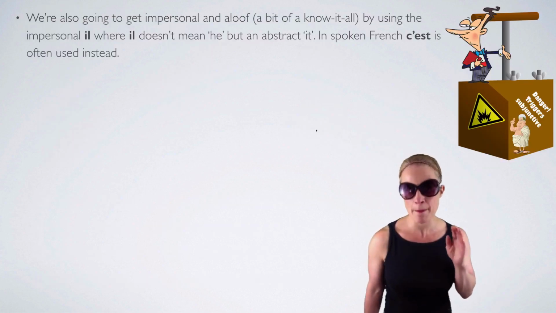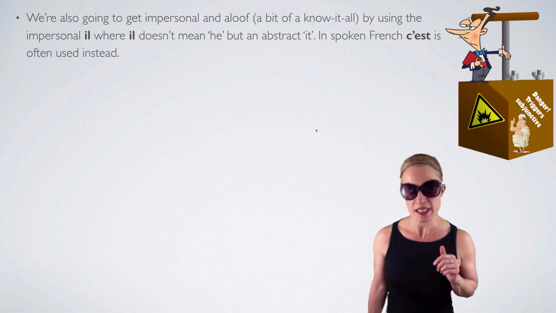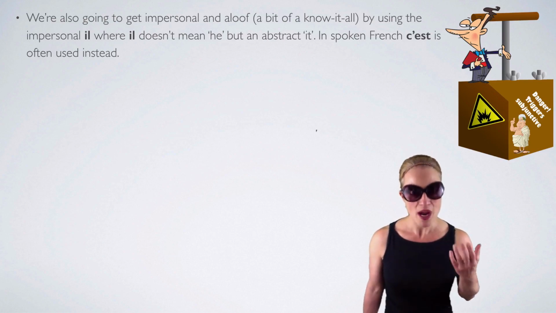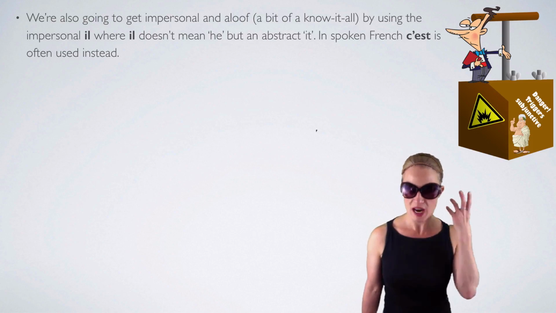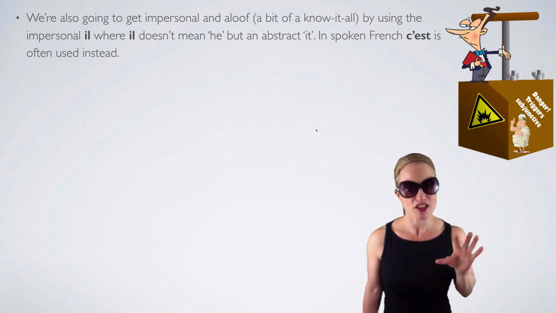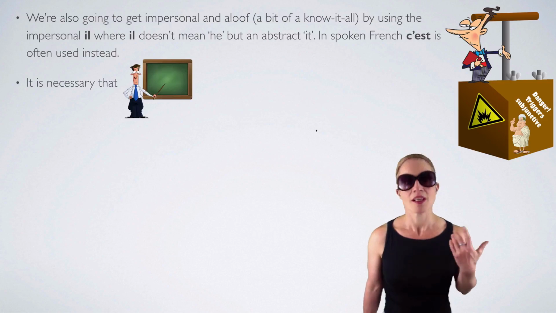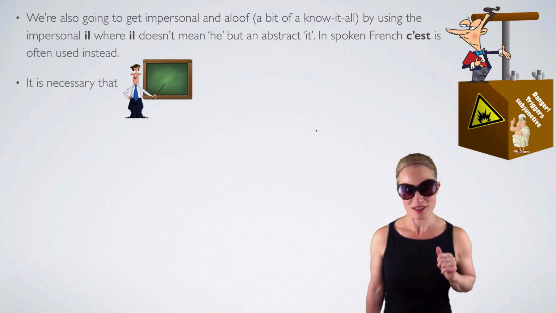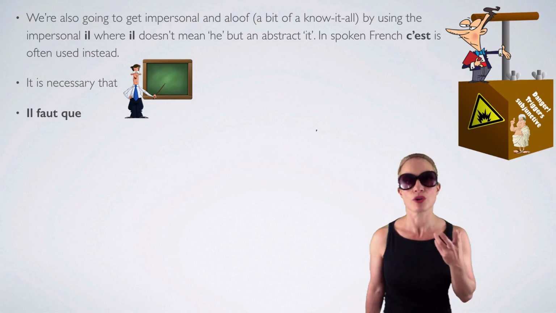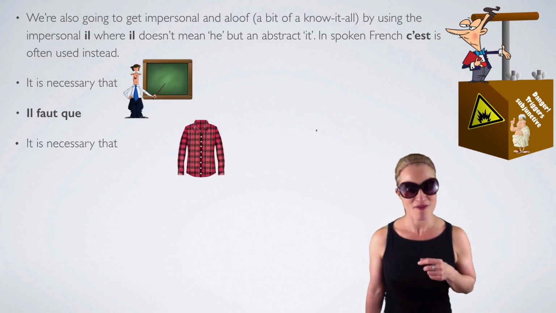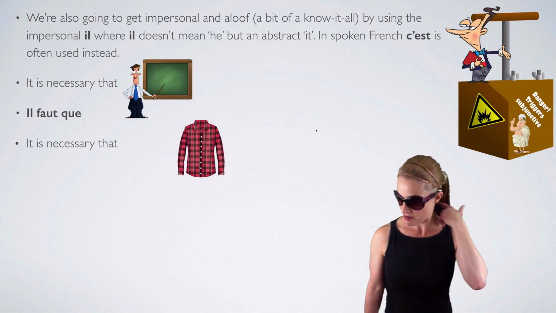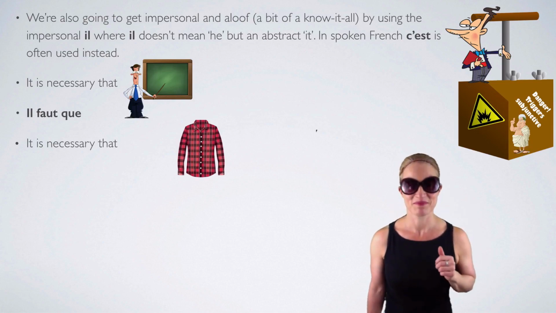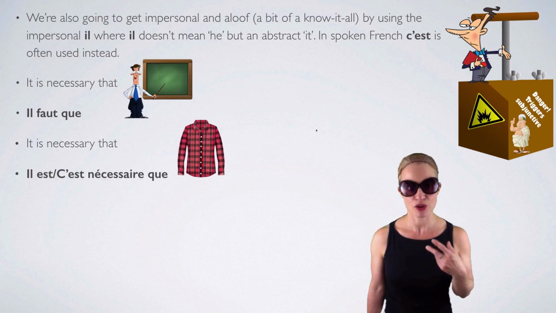And then we have our really impersonal, aloof, rather snooty verbs that use il, where il does not mean he, but refers to more of an abstract concept, an it. And actually in spoken French, c'est is often used instead. So it's necessary that, you cannot use c'est for this one, but this is very, very much used in everyday French. Il faut que. The rest you can use c'est with. If we have an être there, it is necessary that. We have the shirt. Necessary, spelt with one C, one collar, two sleeves. Il est nécessaire que.